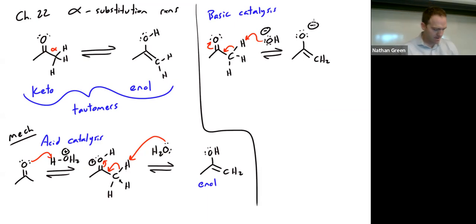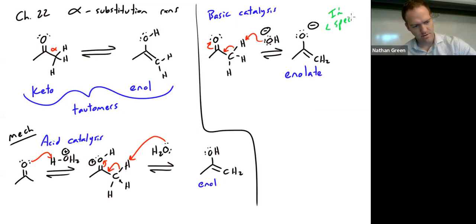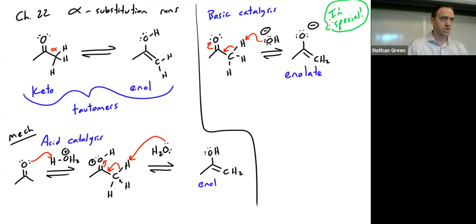This isn't going to make an enol, it's going to make something even more important. This is called an enolate. It's an enol anion. Make a note, it's special. We'll come back to that later, but we're going to use enolates a bunch in this chapter and the next chapter. If I want to turn an enolate into an enol, what do I do?